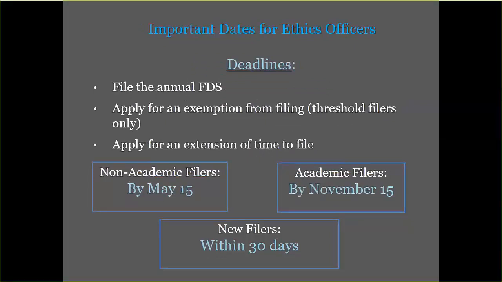Deadlines. Oh, deadlines. We all love them. So the deadline to file your FDS, apply for an exemption, or apply for an extension are all going to be the same. So May 15th, November 15th, depending on your filing type, just so you're clear.